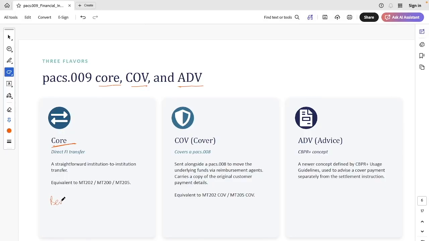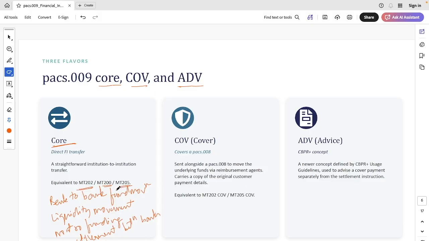This is used for your bank to bank fund movement. Then it is used for your liquidity movement. It is used for nostro funding, even settlement between banks or correspondent banking transfers. In Swift MT terms, pacs.009 core is equivalent to your MT202, MT200, and MT205, which we have already discussed in the previous slide.